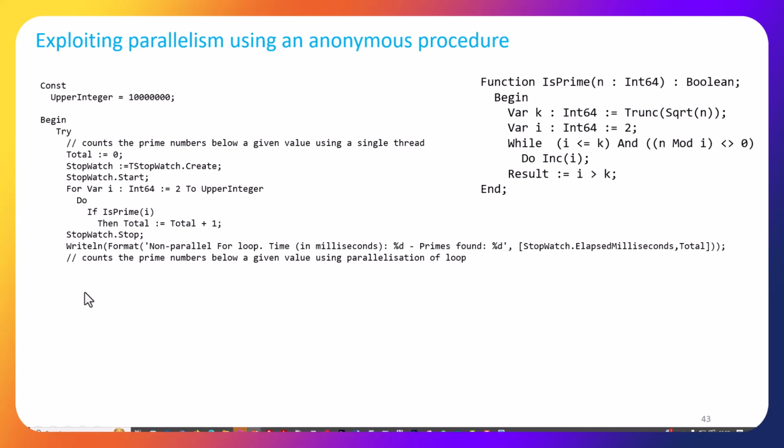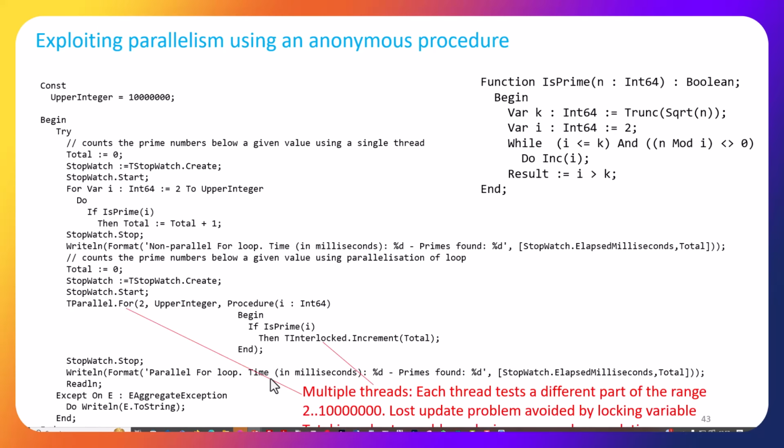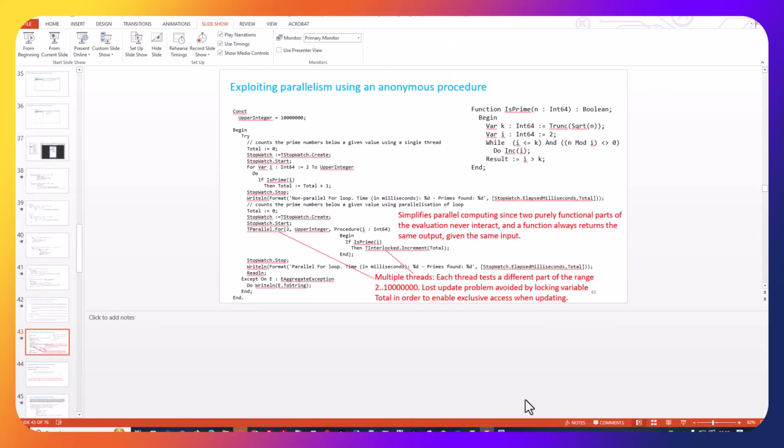So right, what I'm then going to do is do it using parallelism. So I'm going to use the TParallel primitive, and I'm going to pass in this anonymous function, and there's my range. So start the watch, stop the watch, and then I'm going to write out how long it takes, basically. So we're going to have multiple threads, but I do need to be careful, because we have multiple threads, we've got to stop them all trying to update total at the same time, and we'd have a lost update problem. So we interlock total until we've incremented it and then release it. So each thread tests a different part of the range, 2 to 10 million, and we avoid the lost update problem as I've just described, in order to give exclusive access when updating.